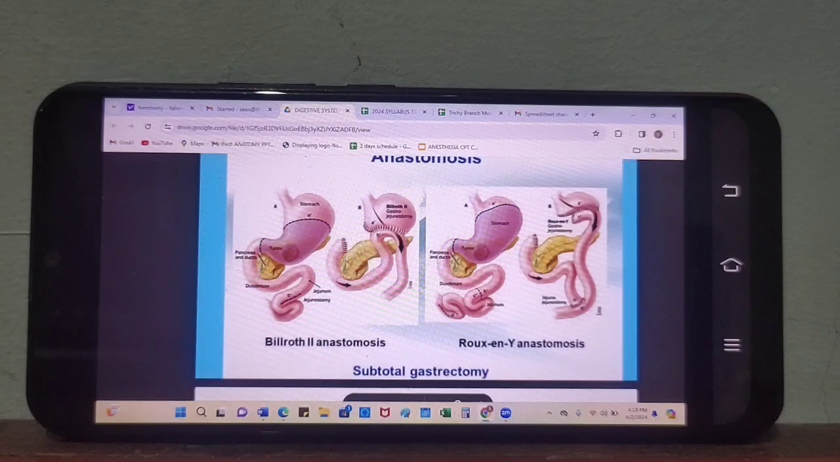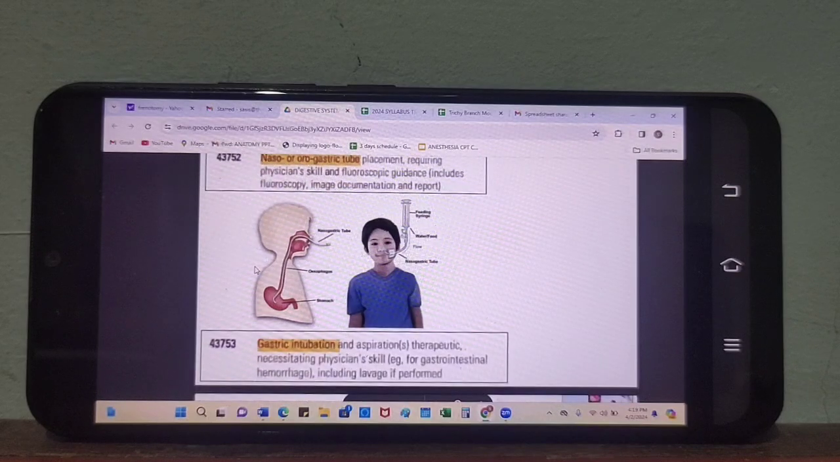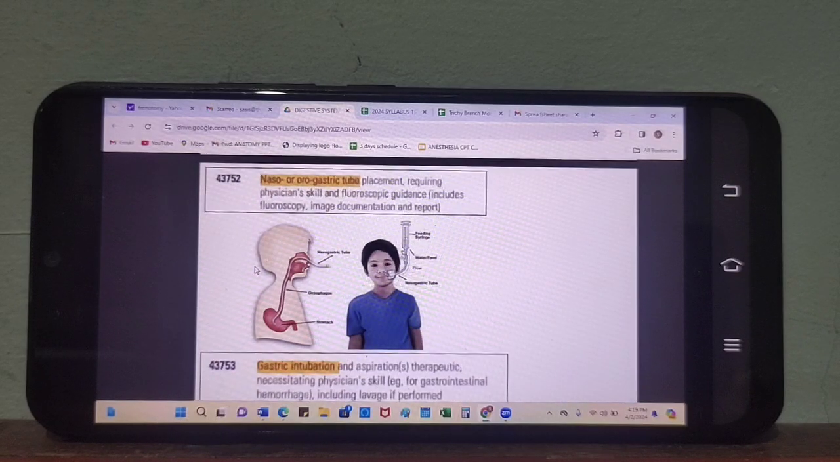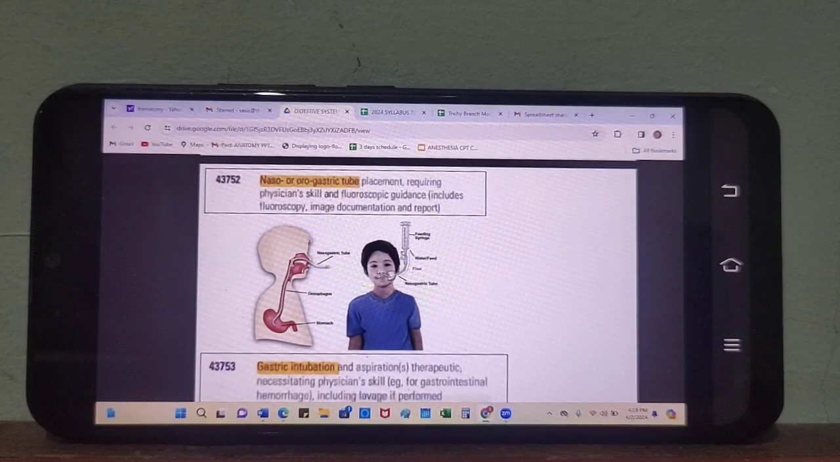What is the meaning of anastomosis? Joining. Yes, anastomosis means joining. See 43752 for NG tube insertion, inserting the tube through the mouth or orally to the stomach. Orogastric tube: the tube is inserted through the mouth and terminates at the stomach for feeding purposes.